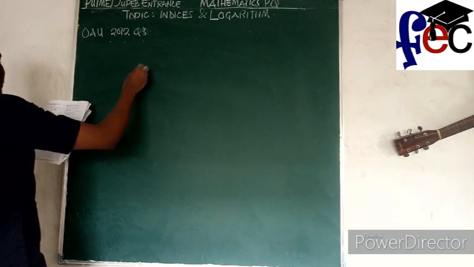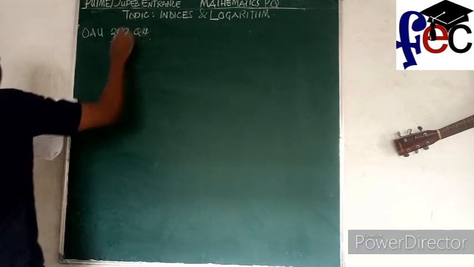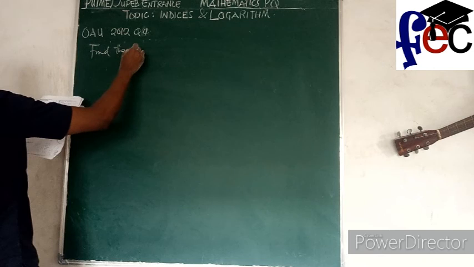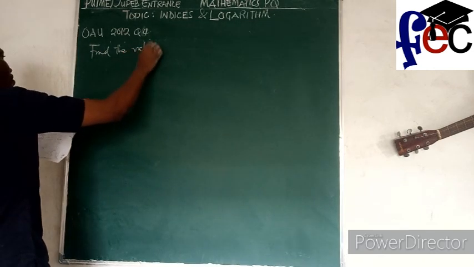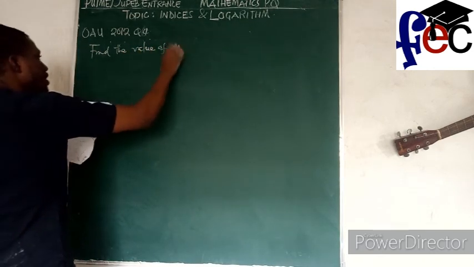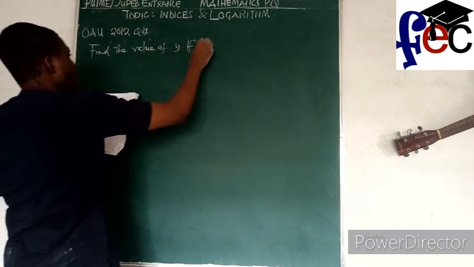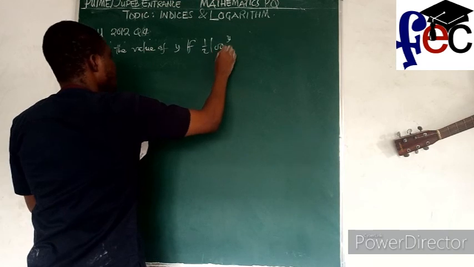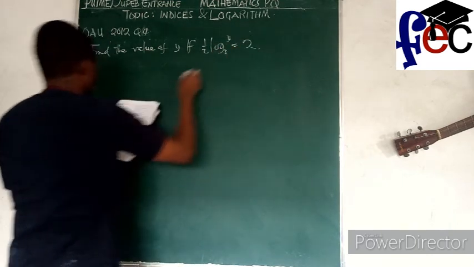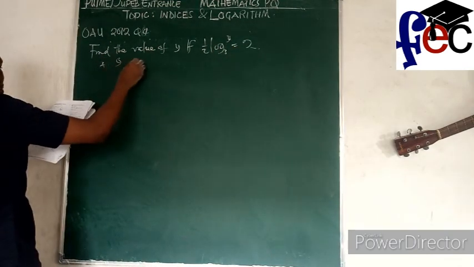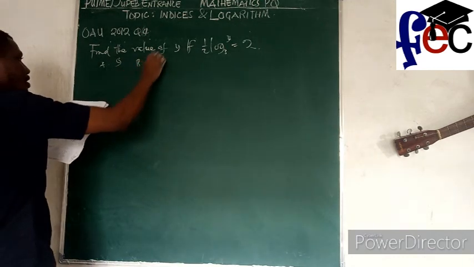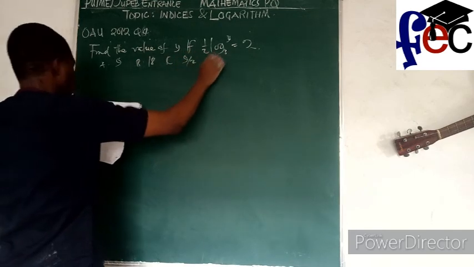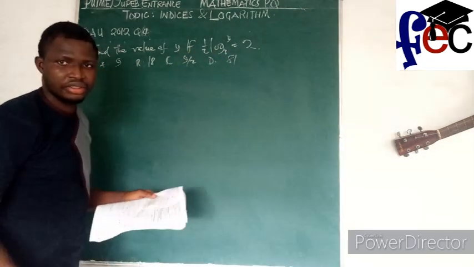So the last part, that's question 4. It says find the value of y if 1 over 2 log y base 3 is equal to 2. Option A is 9, option B 18, option C 9 over 2, option D 81. Do you need to panic?